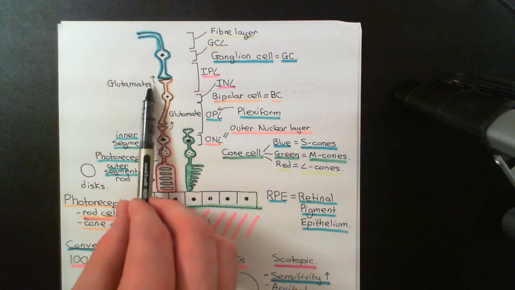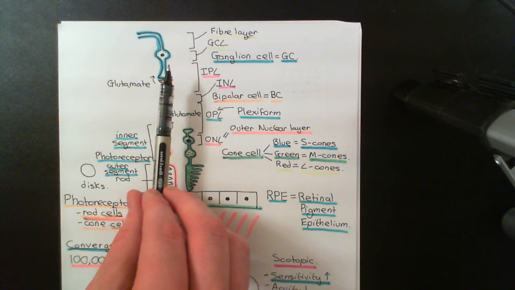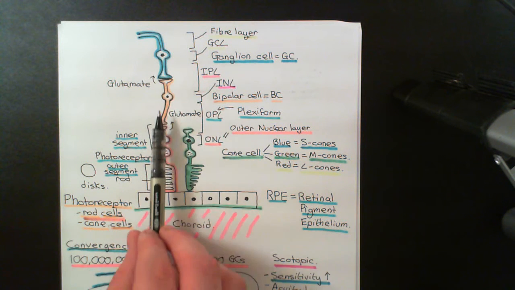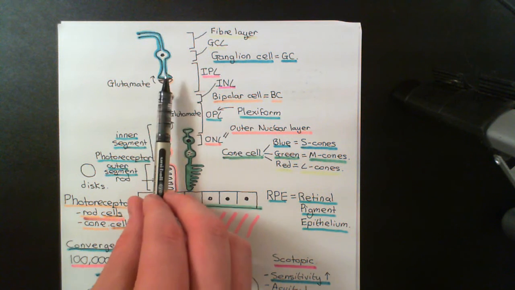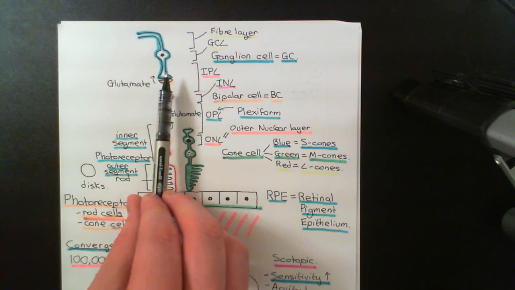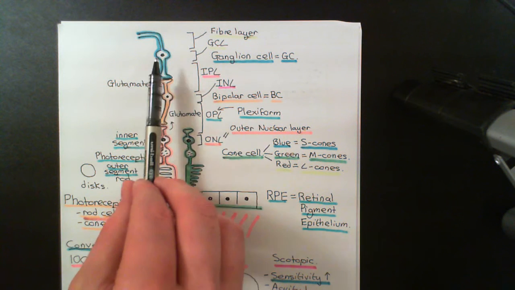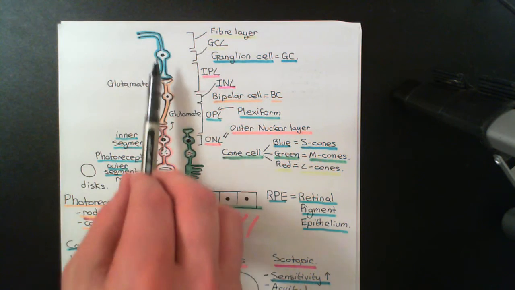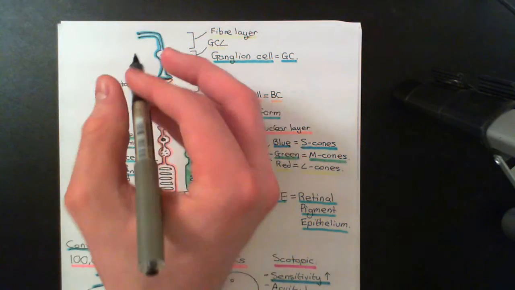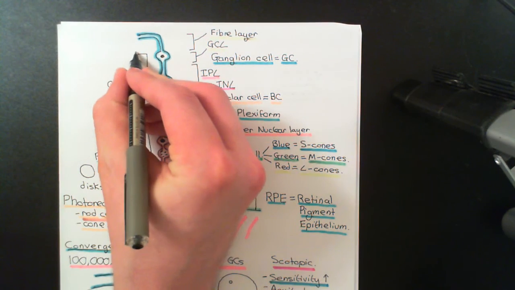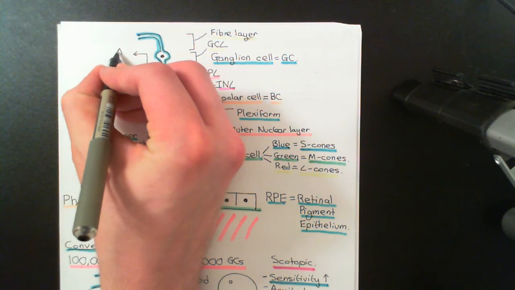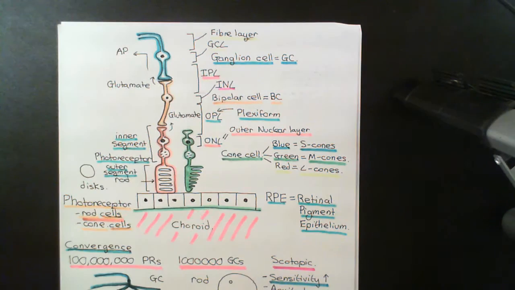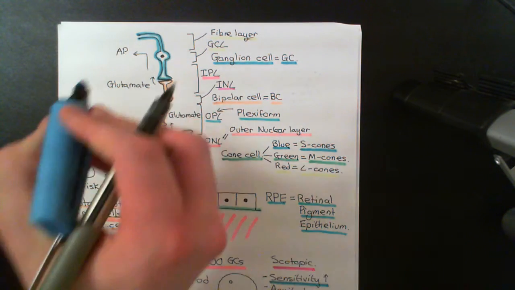It's going to start releasing more glutamate, because you remember previously it was kept in this hyperpolarized state by the continuous glutamate being released by the rod cells. So it's now going to become depolarized, and it's going to start releasing more glutamate onto the ganglion cell, and that's going to activate the ganglion cell, and the ganglion cell will start firing action potentials. So you'll start getting action potentials sent up the ganglion cell here.